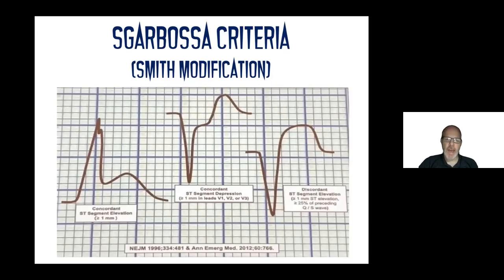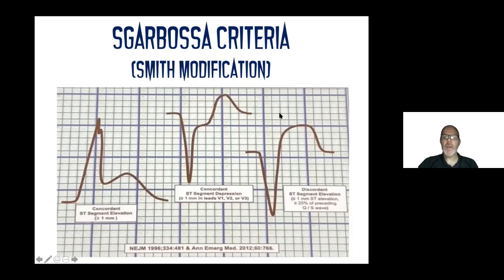But if you didn't see that in any lead except V1, V2, or V3, and then you looked at leads V1, V2, and V3, and you see here the QRS complex is going down, but the ST segment's also going down. Remember, in V1, V2, and V3, you should expect to see a QRS going down and an ST segment going up. That's normal. This is not normal. This means that the QRS and the ST segment are concordant with each other, and that means that that's not a normal left bundle branch block.